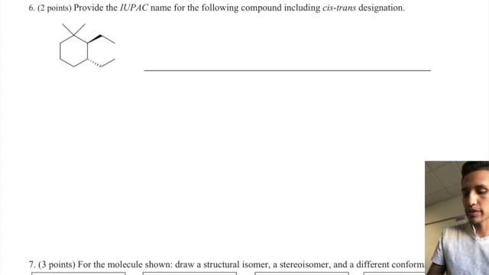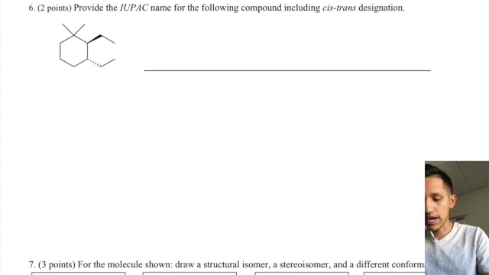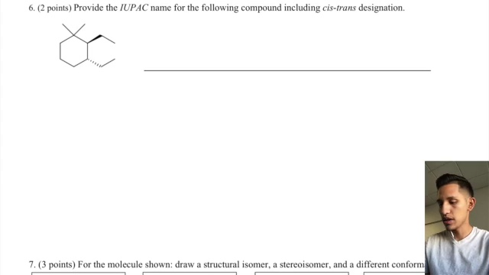Okay, guys, so now we're going to be going over question 6, which asks to provide the IUPAC name for the following compound, including the cis-trans designation. And so this question is pretty straightforward. Let's go ahead and take it in parts just so that we know that we're doing the right thing.